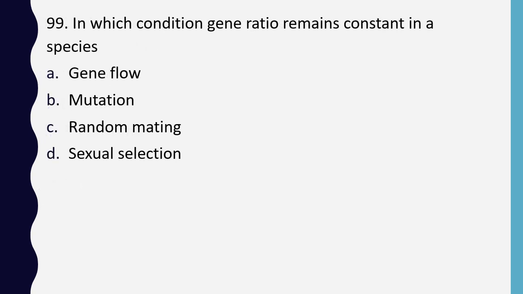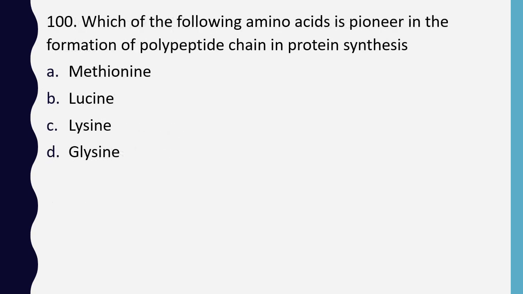Question number 99. In which of the following conditions gene ratio remains constant in a species? Gene flow, mutation, random mating, sexual selection. Correct answer is option C, in random mating. Question number 100. Which of the following amino acid is the pioneer in the formation of polypeptide chain in protein synthesis? Methionine, leucine, lysine, glycine. Correct answer is option A, methionine.